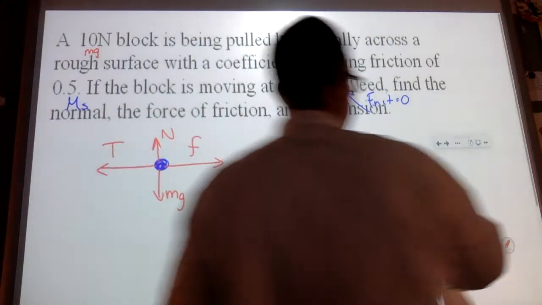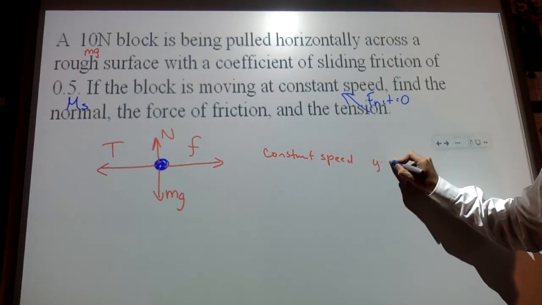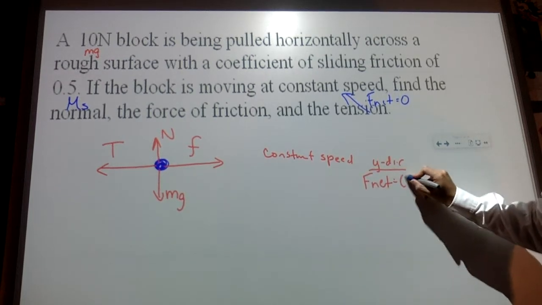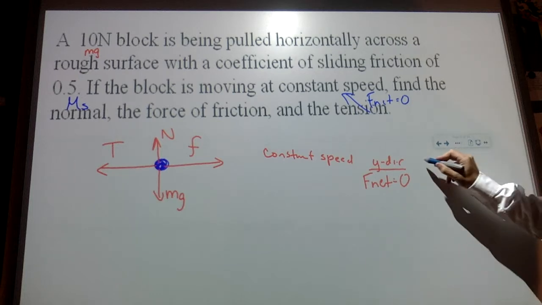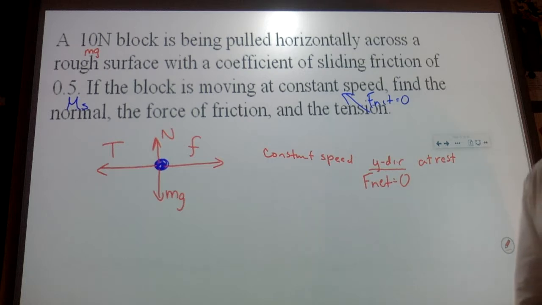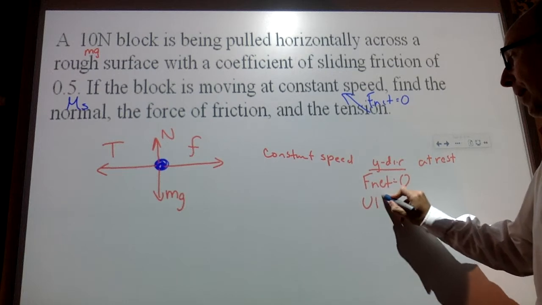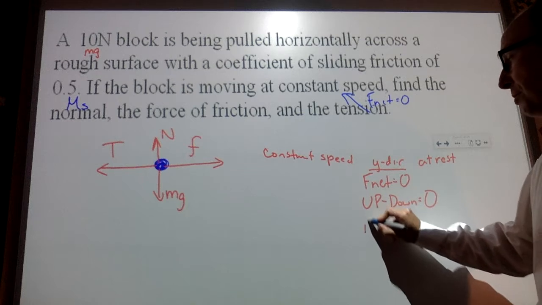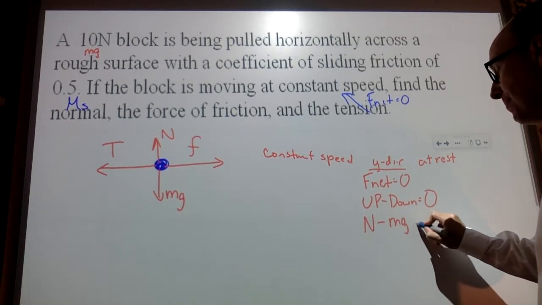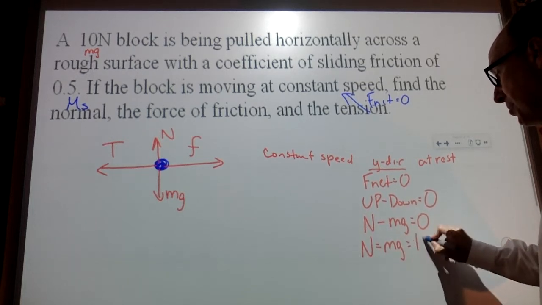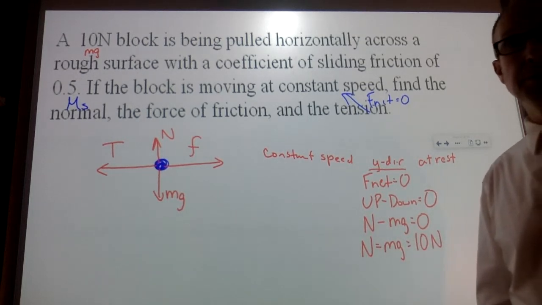And so I'm going to say in the y direction, Fnet is equal to 0. Why? It is at rest. Even though it's moving side to side, it's not going up or down. So I'm going to say my up arrows minus my down arrows equals 0. So I have N minus mg is equal to 0. So N is going to be equal to mg, which is 10 newtons.